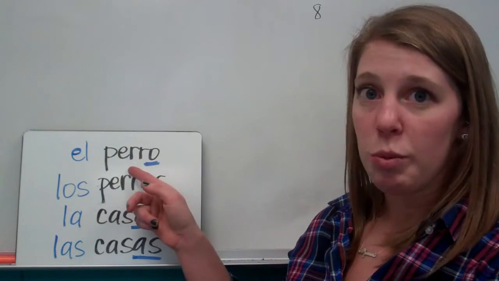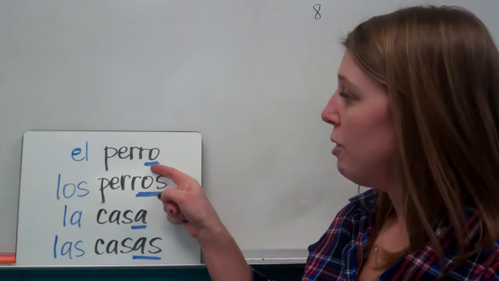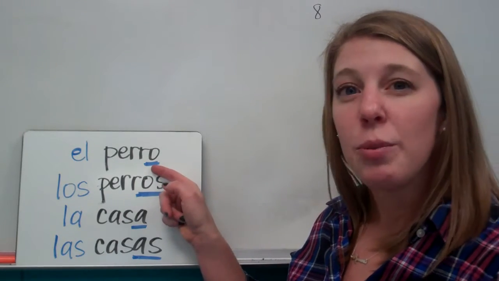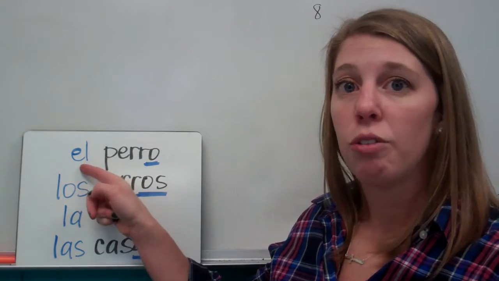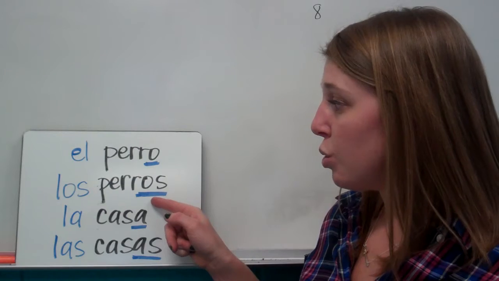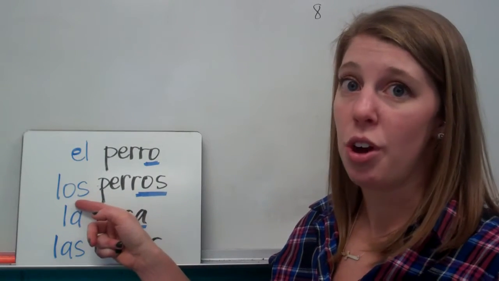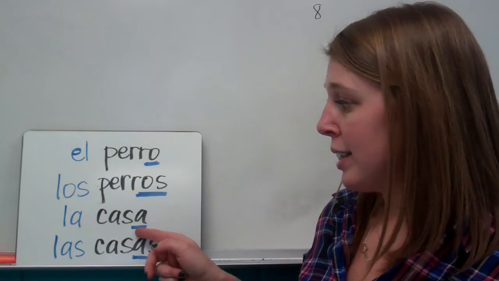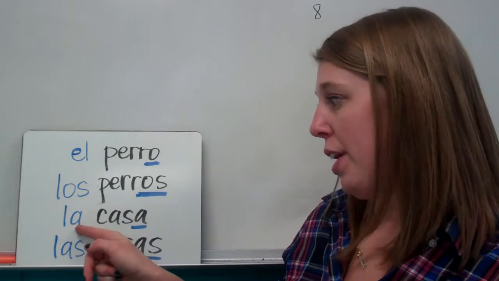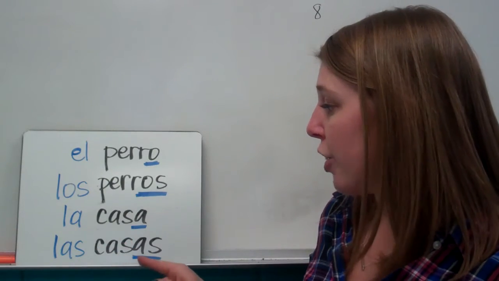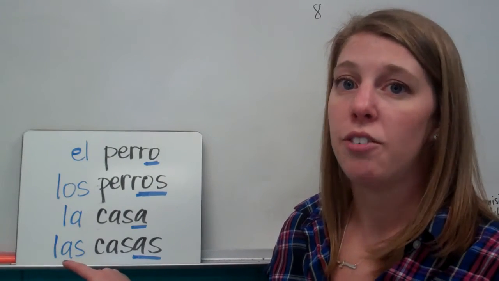So let's look at the first one. We have perro. We're going to look at the ending. It just is an O. So we know it's masculine because it ends with an O, and then we know it's singular because there's no S on it, so we're going to choose the el form. For perros, okay, it ends with an OS, so we're going to choose the option that ends with OS as well. For casa, it ends with an A, so we're going to choose the singular feminine form, the one that also ends with an A. And then for casas, we're going to choose las because it's plural and feminine.